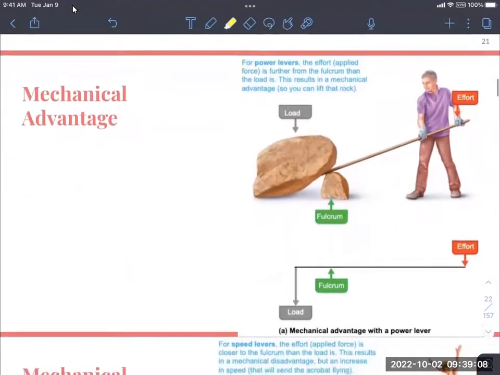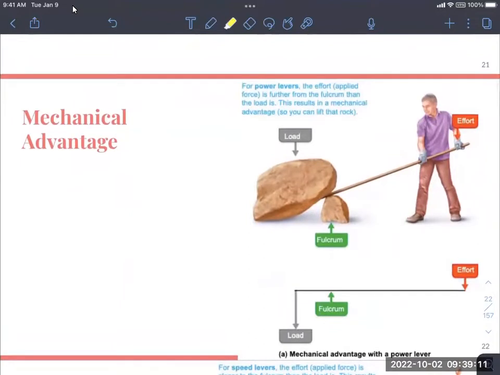So let's look at this. Here's a mechanical advantage. Our fulcrum in this picture is this rock. Our lever is this stick. The load, we're trying to move this rock. This is a mechanical advantage, because that effort is further from the fulcrum. Our effort is all the way at the opposite end here, and it results in a mechanical advantage. It helps us to be able to move this rock.